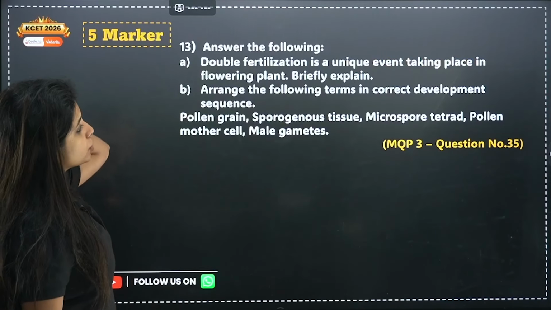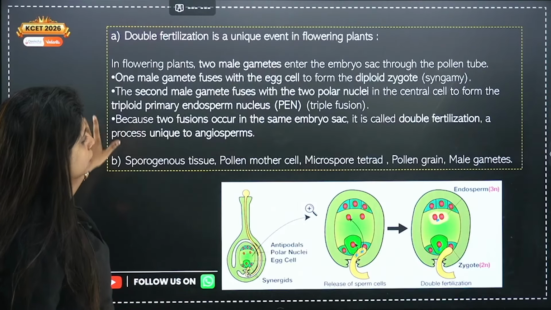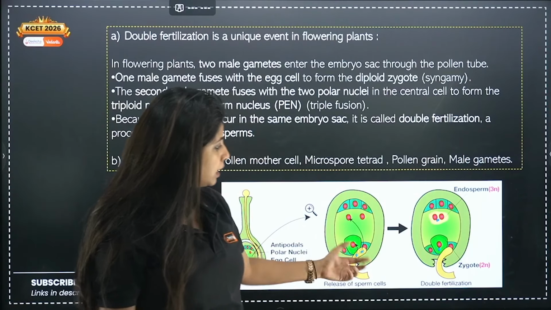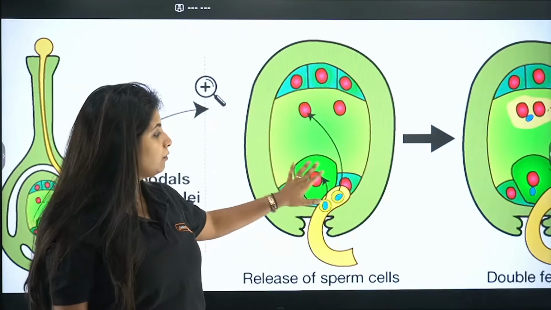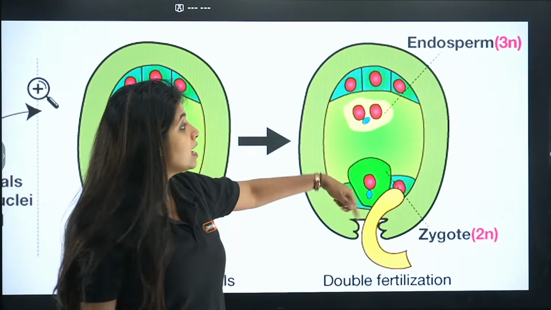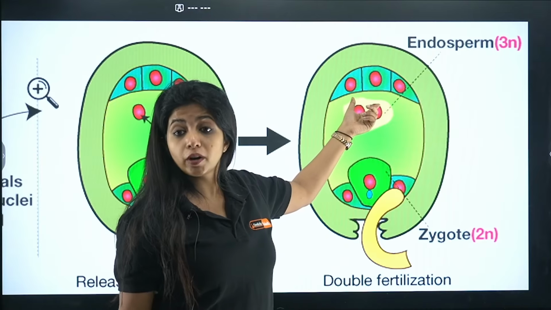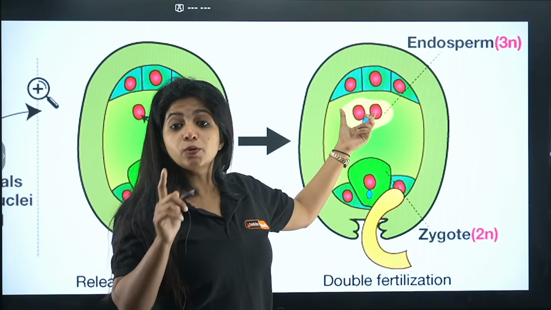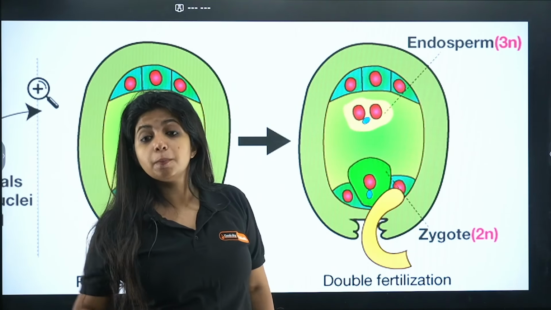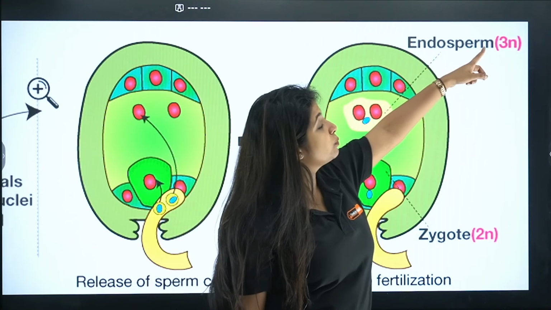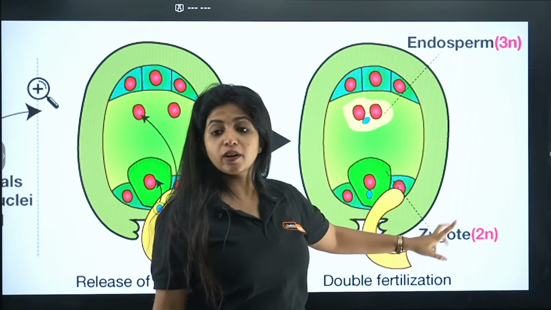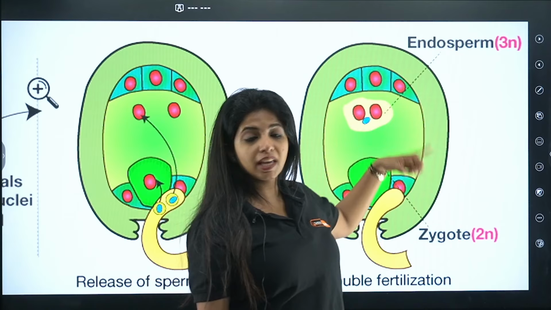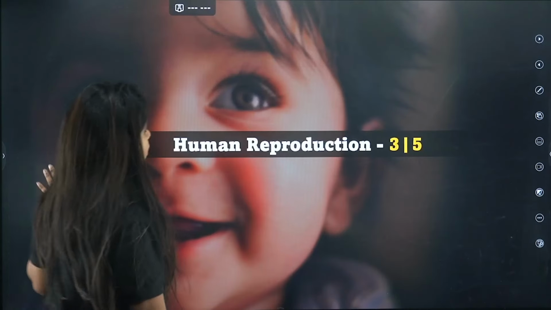Okay, double fertilization is a unique event. I hope you know that one particular thing. One male gamete fuses with the female gamete to form the zygote. The other male gamete fuses with the two polar nuclei. So the male gamete has a nucleus, and these two nuclei are also there. So there are three nuclei which are fusing, which is why you call it triple fusion. And the end product is endosperm, which is triploid. Zygote is 2n and that is 3n. This fusion is known as syngamy and that is known as triple fusion. I hope that is clear.